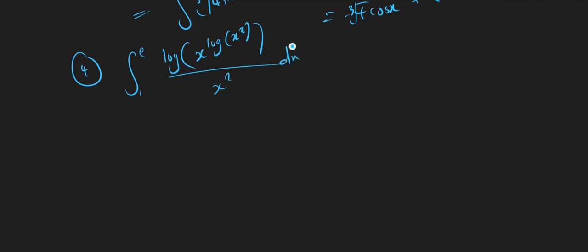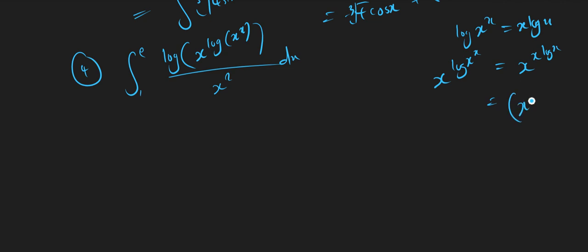Now we can simplify the logarithm because we know for one that the logarithm of x to the x is going to be x log x. So basically x to the power of logarithm of x to the x is just going to be x to the power of x log x. And I think we can write this as x to the power of log x to the power of x. Wait, let me check. Let's just leave it like that and see.